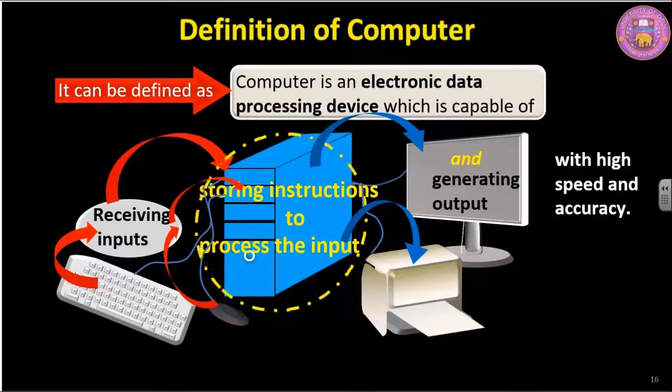So we can say that computer is an electronic data processing device which is capable of receiving inputs, storing instructions to process the input, and generating output with high speed and accuracy.